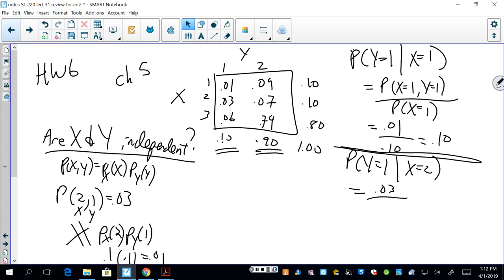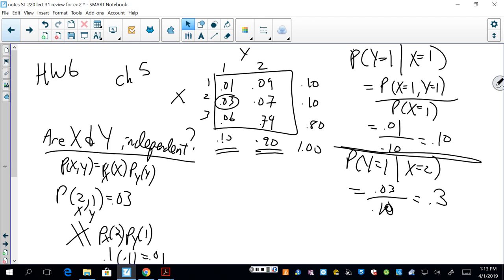The chance that x is 2 is 0.10. Right, so that's 0.3. So y equals 1 and x equals 2, we're dividing by the probability x equals 2, which is 0.1. Yeah, it's 0.3. So that's not 0.1 anymore. It's changed. Right? So if they're changing, then they're not independent of one another.